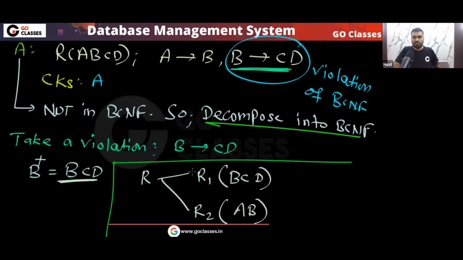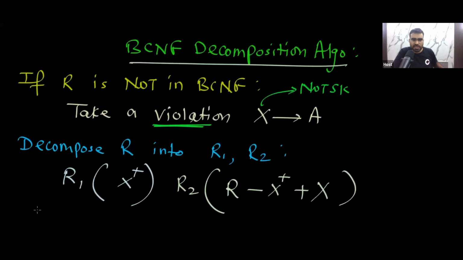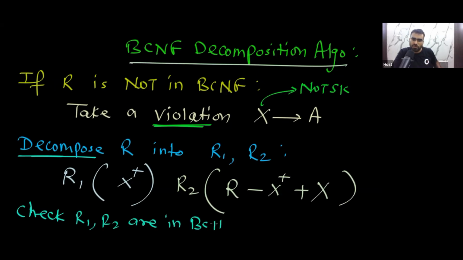Now you check. After you do this decomposition, check whether R1 and R2 are in BCNF or not.